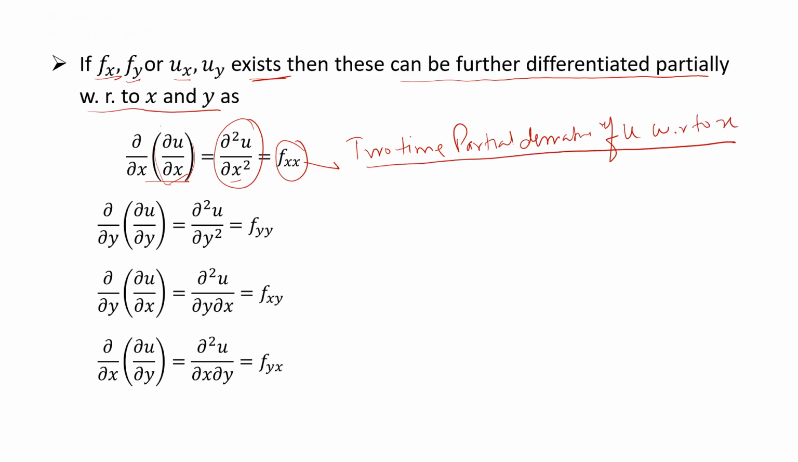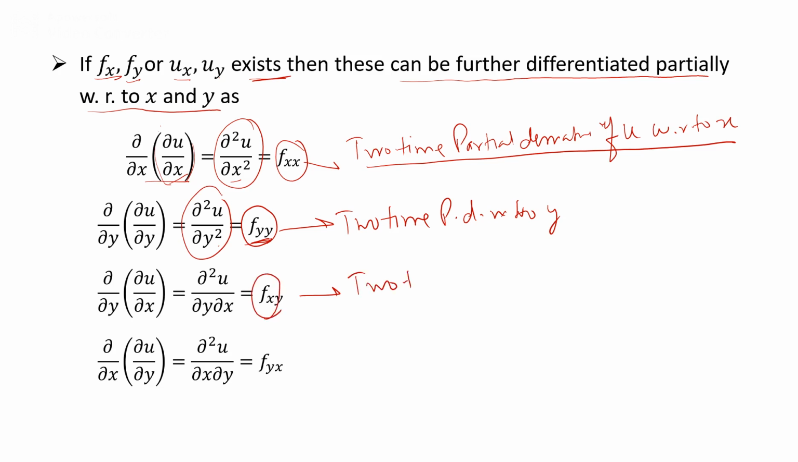Similarly, if you want to differentiate a function f two times with respect to y, this is a two-time partial derivative with respect to y, so we write f suffix yy, or we can say del 2 u upon del y 2. And there is also the mixed case, a two-time partial derivative, one time with respect to x and one time with respect to y.